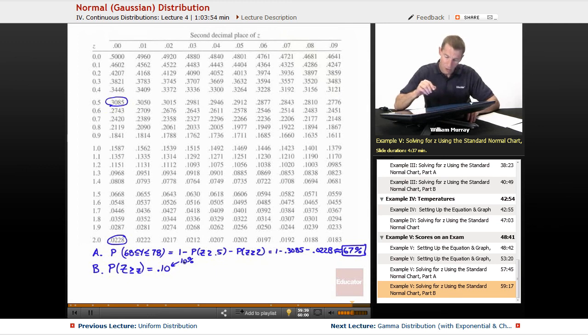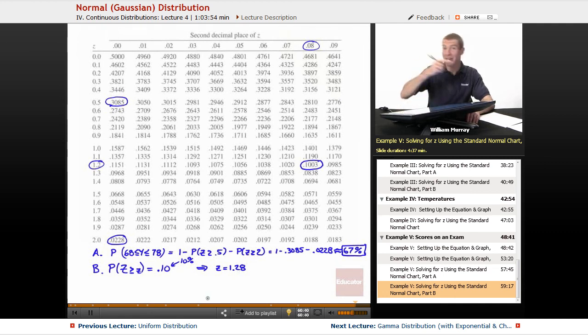And let's see, I'm looking for a 0.10 in the chart. If I look through here, they're getting really close to 0.10 right there. So that's 1.2, and 0.08 is 1.28. So that's my z value. Let me write that as my little z is 1.28. Very close to 10% of the students are above a z-score of 1.28.